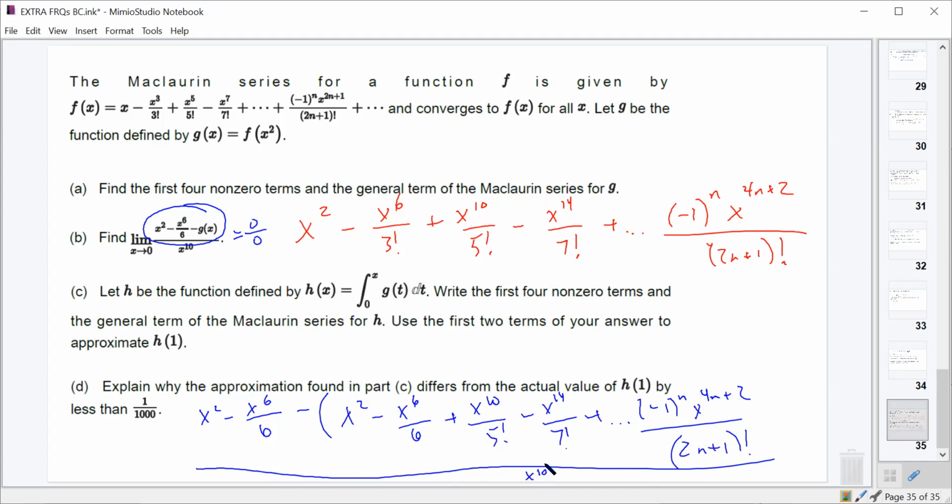And so as we simplify this down a bit, we should be able to see that the x squareds cancel, and the x to the 6th over 6 and the positive x to the 6th over 6 should cancel out. And so then we're left with negative x to the 10th over 5 factorial. And then we're going to add to it this same series, right?